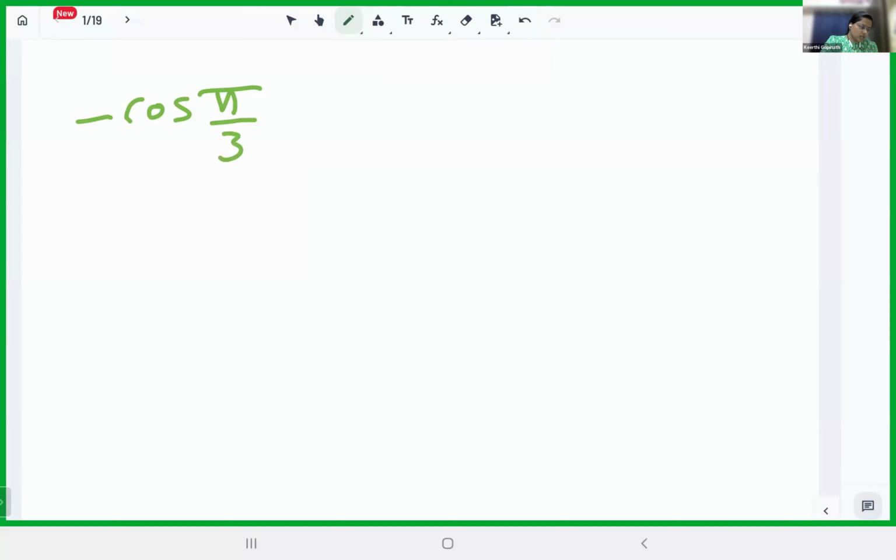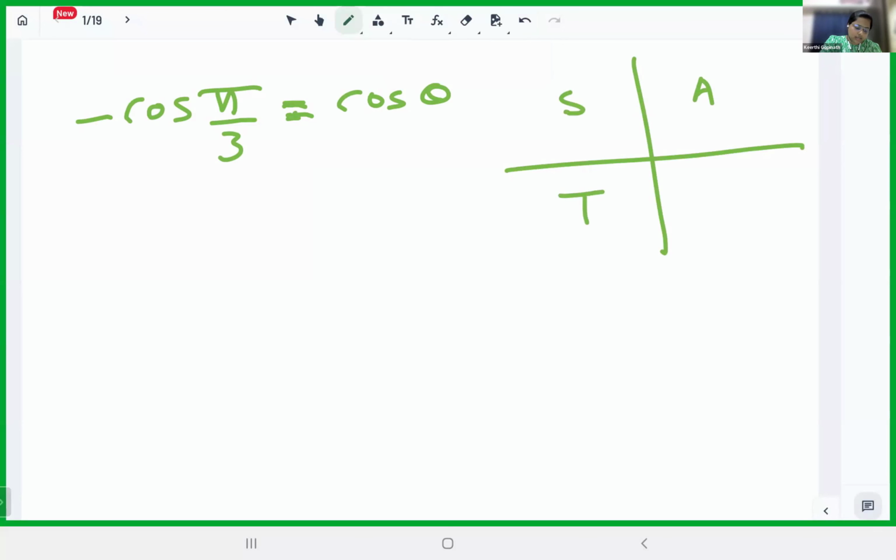So we obtain that minus cos pi by 3 is equal to cos theta. Right. So in order to make it positive, what do we have to do? We have to apply the reduction formula, since that property is not applicable to the cos function. Here every function is positive. In the second quadrant, it is sine and cosec. Here tan and cot, and here it is cos and sec. Right. So in the second quadrant, we can observe that cos is negative.